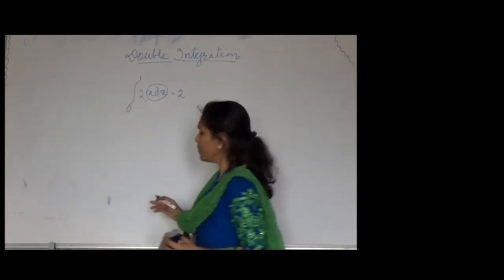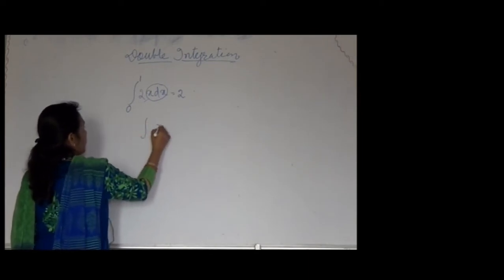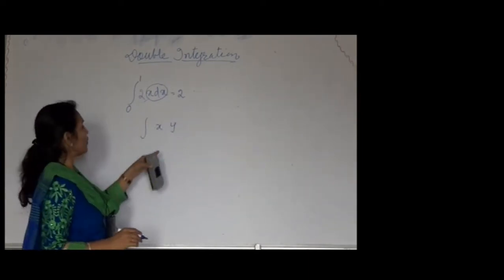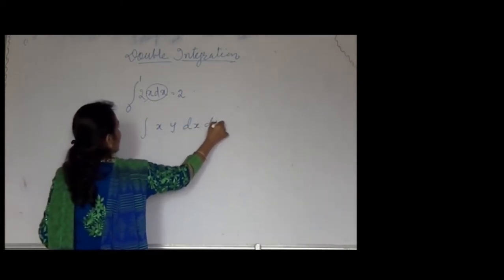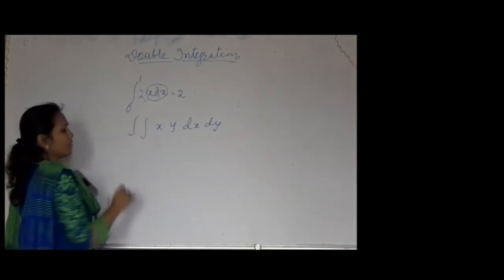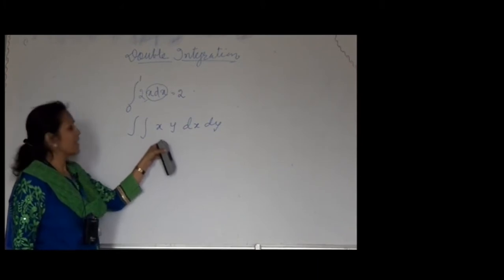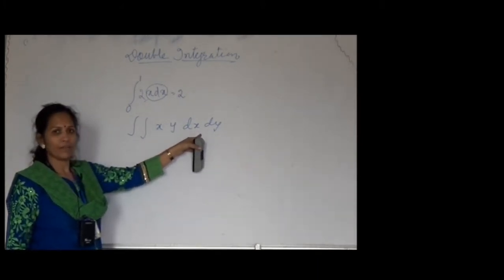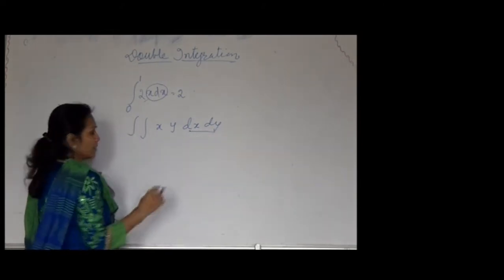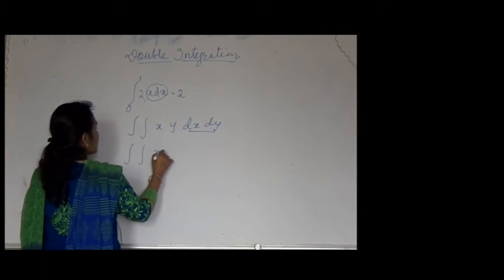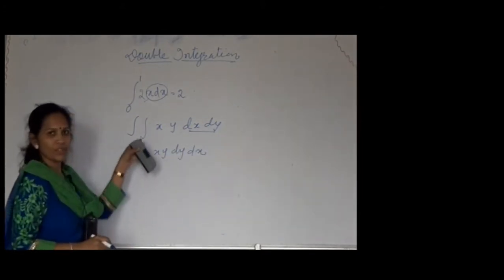But the same integral, if I write xy, and I want to take the integration with respect to x as well as with respect to y, then I will add one more integral sign here. Now the question is xy dx dy. Order of integration is given as dx dy. The same question may be written as xy dy dx, as the limits are not mentioned here.